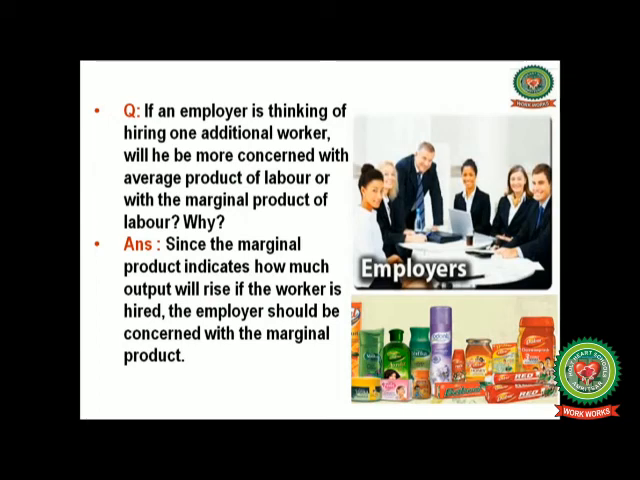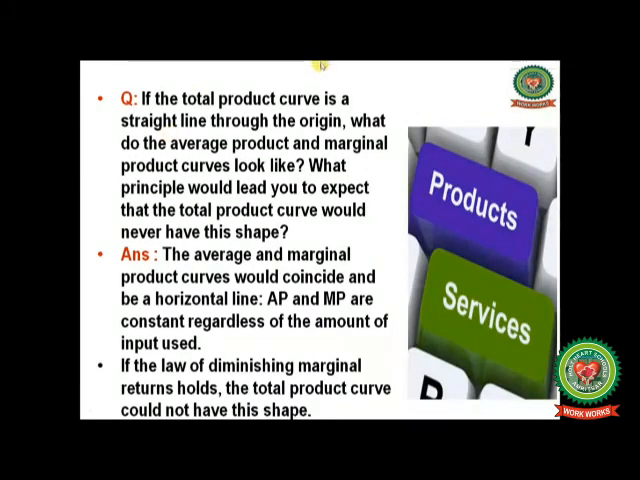The employer will always be seeking to know how much increase in production there is with the hiring of each additional unit. Done. Now the next question: if the total product curve is a straight line through the origin, what do the average product and marginal product curves look like, and what principle would lead you to expect that the total product curve would never have this shape?